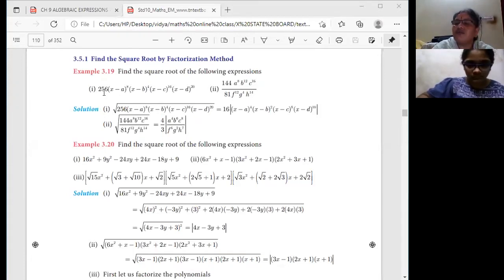So 256 will be your square of 16, so it is 16 square. Then (x minus a) whole power 8, I can write that as (x minus a) whole power 4 whole power 2, because you have the rule for power to power, which is a product. You know that exponential rule, right?